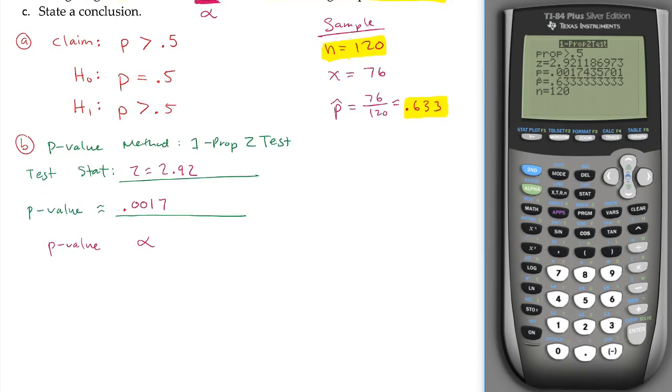All right, so the p-value is 0.0017, alpha is 0.01. Clearly, the p-value is less than alpha. Now, what do we do from there?